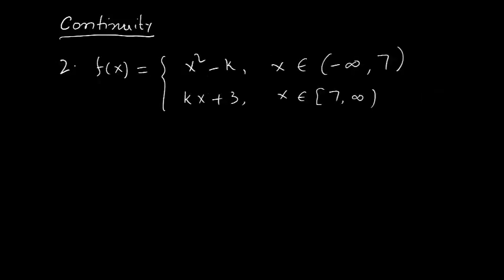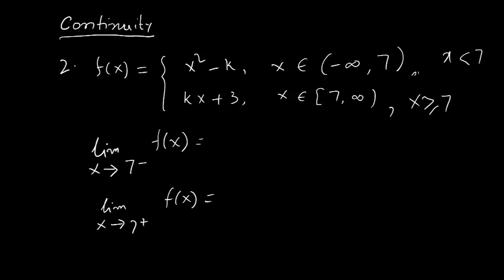We take another example. In this case, my function f of x is defined as x squared minus k, where k is a constant. X is in the interval negative infinity to 7, open. And when x is between 7 to infinity, 7 inclusive, or you can say here x is greater or equal to 7. In this case, x is less than 7. Other way we can explain. Now we need to find k so that this function will be continuous at 7.